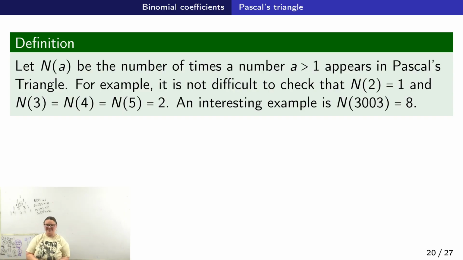Something that's kind of interesting, and you can read it on the slide, is if we were to keep doing this triangle until like next year's Pi Day, and we arrived at a line that had 3003, that actually shows that number shows up 8 times. Isn't that crazy? Same line.